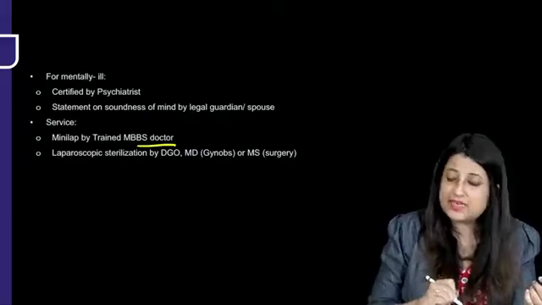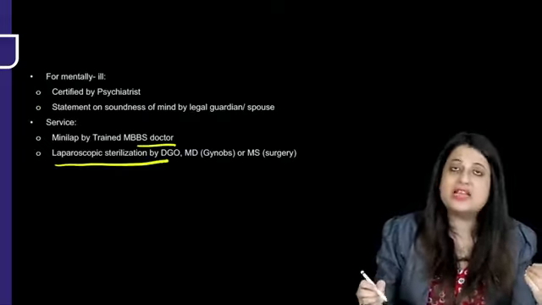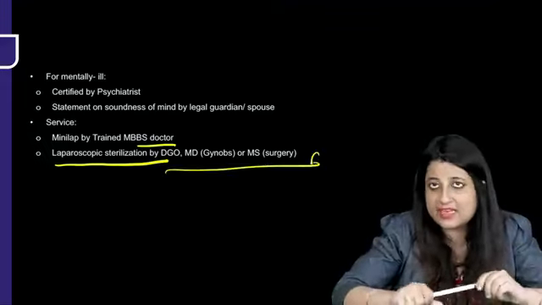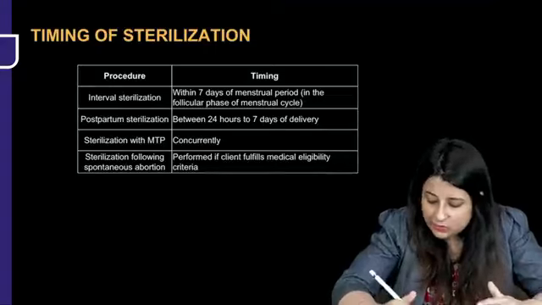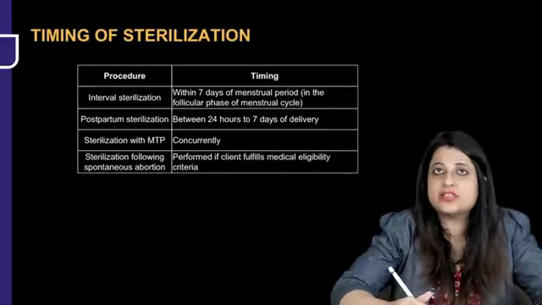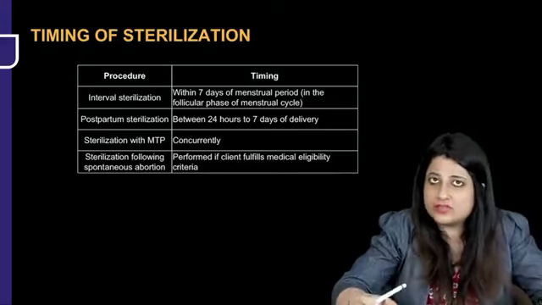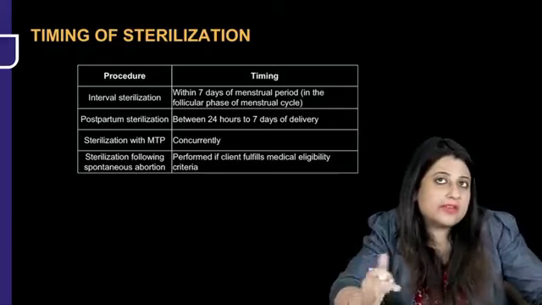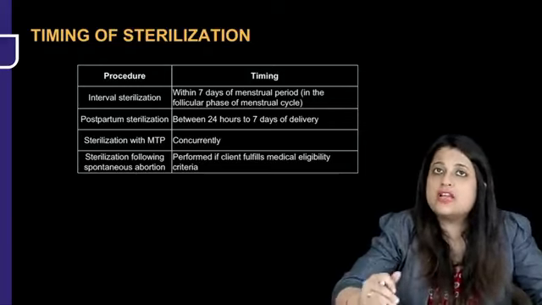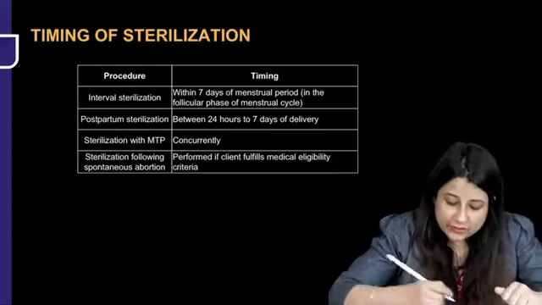We can go for a mini lap by a trained MBBS doctor, but now what is being preferred? Laparoscopic sterilization by a DGO, diploma in gynae, MD gynae or MS surgeon. And last thing, what is the timing of sterilization? When should you do it? Like you have the timing of IUD insertion, right? Best is during menses or first 7 days of the menstrual cycle, but the most receptive period is immediate postpartum, that is post-placental or late postpartum up to 48 hours. But what happens in sterilization?